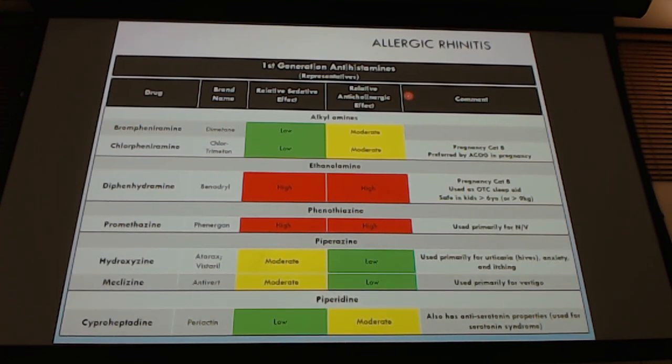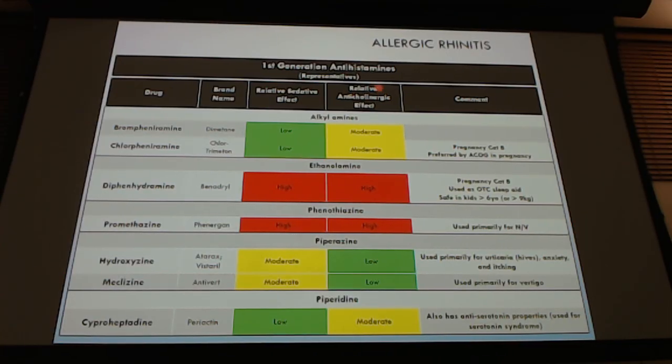Here's a list of all of our first generation medications that we have. They're all listed on this side. These are their generic names. The one that most people know is going to be your diphenhydramine, or your Benadryl. These are all of your brand names, and then your effects that you would typically see.